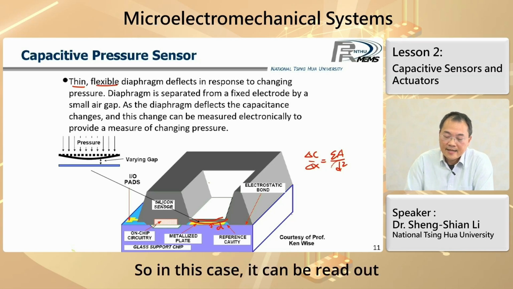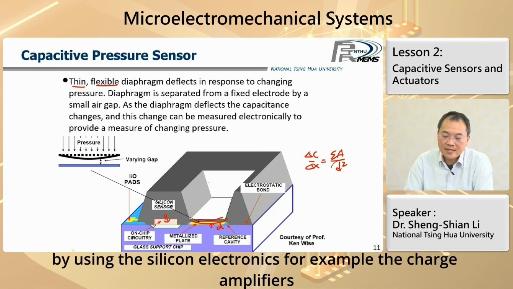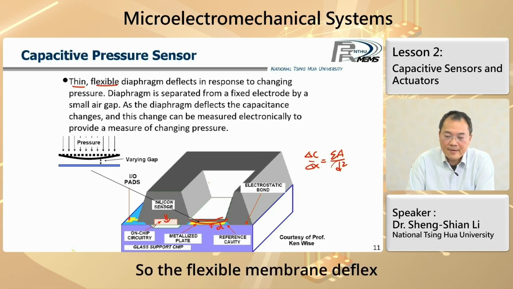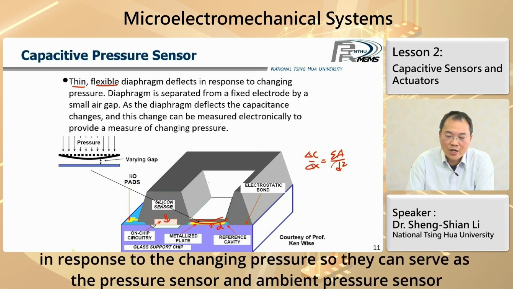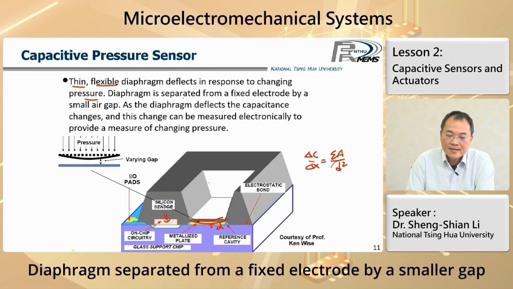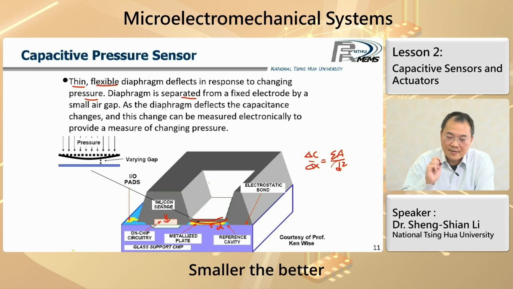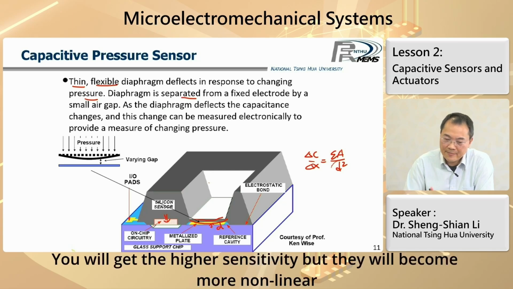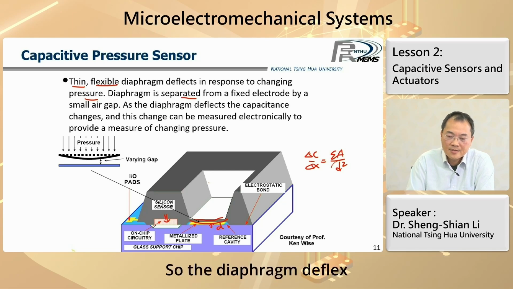In this case, it can be read out using silicon electronics, for example, a charge amplifier. So the flexible membrane deflects in response to the changing pressure, and it can serve as an ambient pressure sensor. The diaphragm is separated from a fixed electrode by a small gap. Smaller is better, you will get a higher sensitivity, but it will become more nonlinear. So the diaphragm deflects, then the capacitance changes.